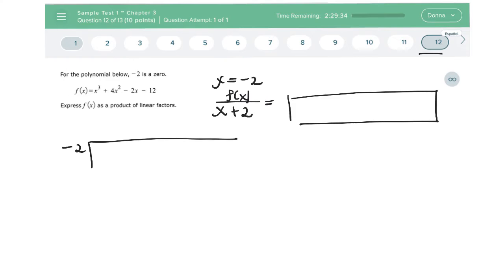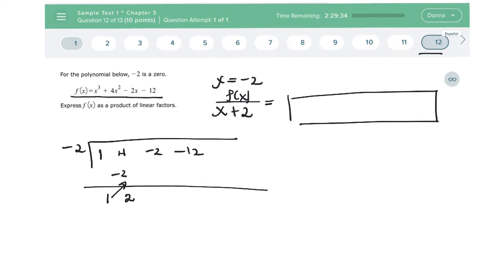So we're going to take the coefficients for f of x, which are 1, 4, negative 2, and negative 12. We bring down the 1. Negative 2 times 1 is negative 2, and then we add, and then we multiply again by negative 2, and we get negative 4, and we add, and then negative 2 times negative 6 is 12, and we add and get 0. And we knew that we're going to have a remainder of 0 because x equal to negative 2 was a 0. All right, so now we have the coefficients for our quotient.